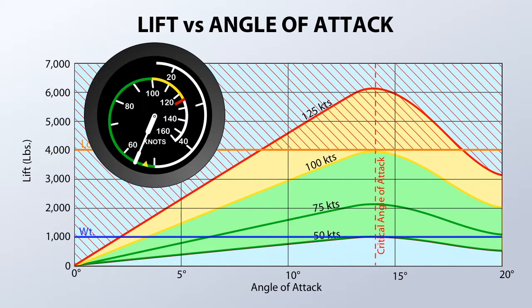Now let's take a look at what the airspeed indicator for this glider would look like. The green arc, from the stall speed of 50 to the maneuvering speed of 100 knots, is the normal operating range. The yellow arc, from 100 to 125 knots, is the caution range, and the red line for VNE is at 125 knots. But remember, this is only the VNE at sea level, and it decreases as you climb.